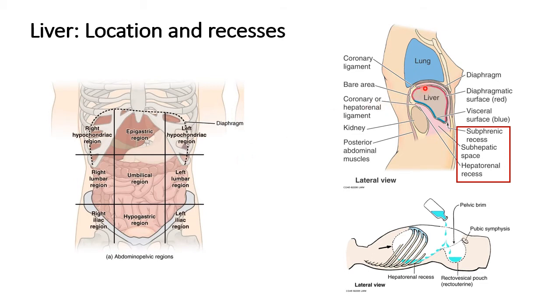Now this is the liver, and this is the visceral peritoneum covering the liver, and as you can see, there is some area of the liver which is retroperitoneal. It's not intraperitoneal. It's not covered by the visceral peritoneum.